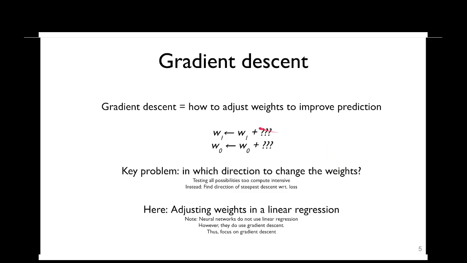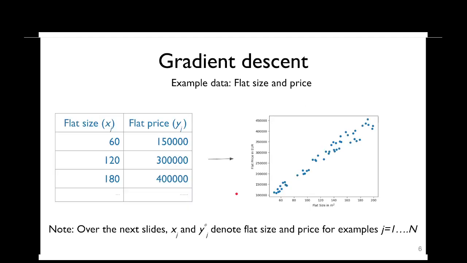So how can we change our weights? How can we find a new w1 and a new w0? And the key problem that we're having is into which direction to change the weights. And that is so important because it would be very compute intensive to test really all possibilities of directions into which we might be changing. So instead, we want to figure out the direction in which we have the steepest descent of our loss function. And let's see how we do this.